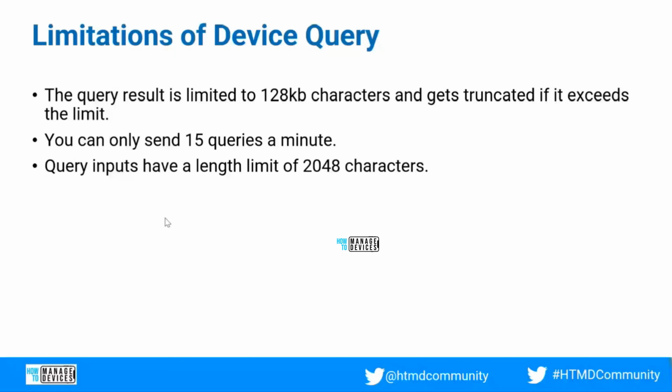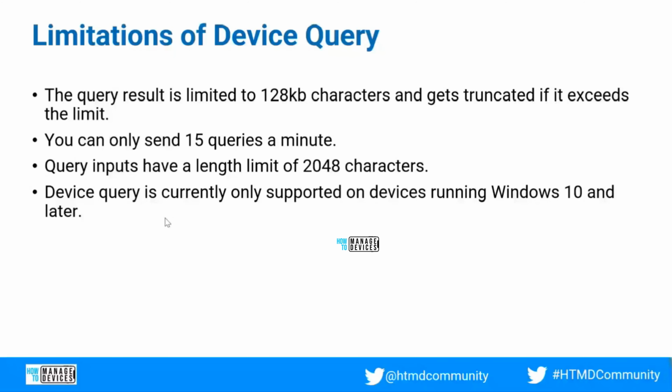All right. The device query currently only supports devices running Windows 10 and later, like I discussed. So it would support only the latest Windows operating systems, not any old-school operating system like Windows 8 or 8.1 or Windows 7, right? Or any other operating system like macOS, maybe Android. You can't fetch the details of any other operating system running machine. So it would support only Windows 10 and later operating systems, right? That's also something you have to keep in mind when you work on the device query.